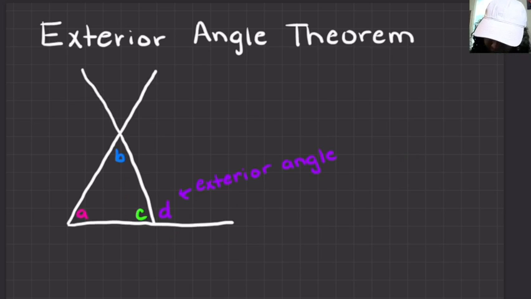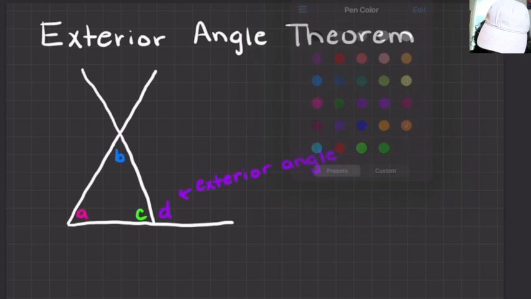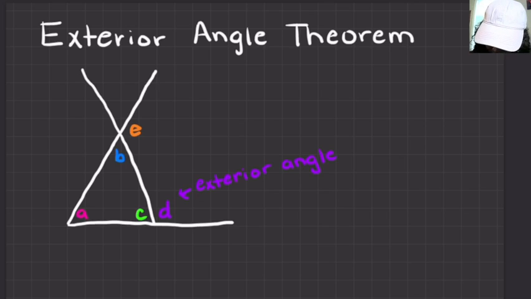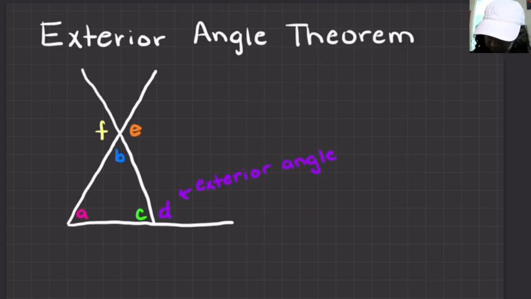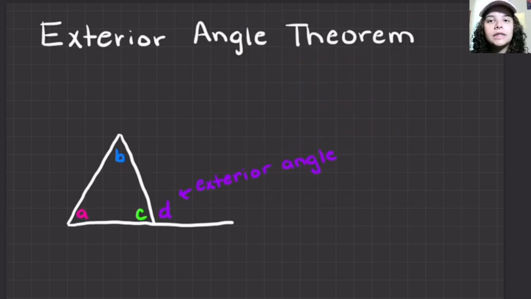So for example, this angle over here, and I'm trying to find another color. This angle E right here is an exterior angle because I continued this side of the triangle, okay? And then finally, this angle right here would also be considered an exterior angle, and we'll call that angle F. Let's pick yellow. Okay, but for now, I'm going to erase those two just so we don't get confused. I just wanted to make sure you guys were clear on what an exterior angle is, okay? So angle D is an exterior angle.